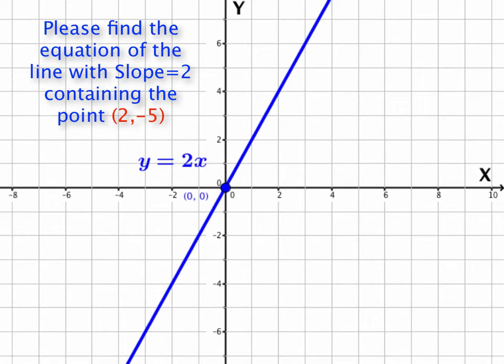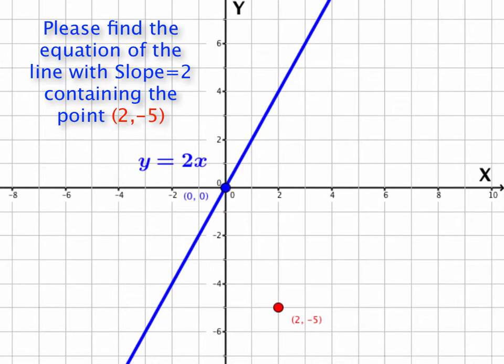All right, now what if we want to find the equation for a line with a slope of 2, no longer going through the origin, but going through the point (2, -5)? Well, if we wanted it to go through the origin, that would be really easy. Then we just have the equation y = 2x. But now we want it to go through the point (2, -5). And here's how I think we're going to have to do it.